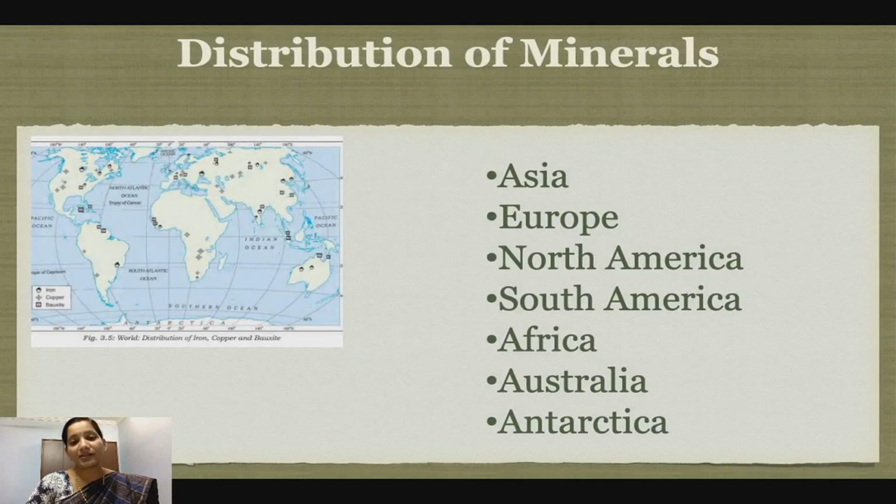Distribution of minerals: Asia and Europe, North America and South America, Africa, Australia and Antarctica. Let us go through this clearly. Asia. Children, distribution of minerals in Asia.